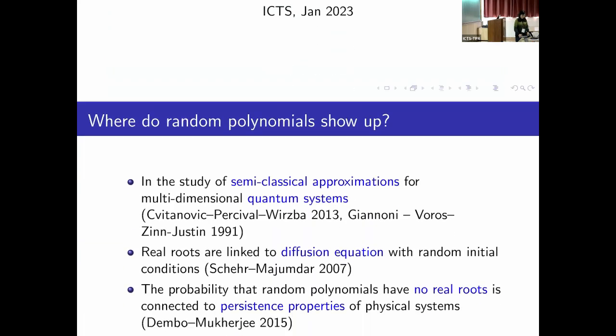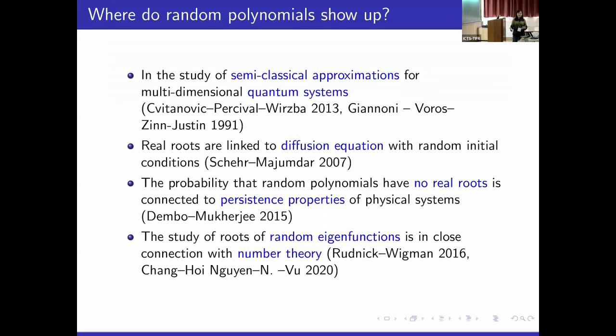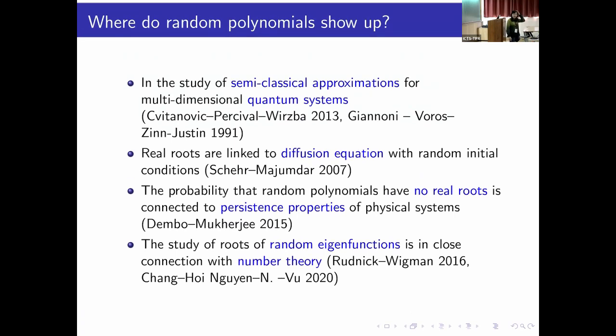So let me start off by introducing random polynomials and where they show up. Here are some examples. Many of them come from mathematical physics. For instance, in the study of semi-classical approximations for multidimensional quantum systems, and in a work by Sher and Machamda in 2007, they illustrate the link between the real roots of random polynomials and a diffusion equation with random initial conditions.